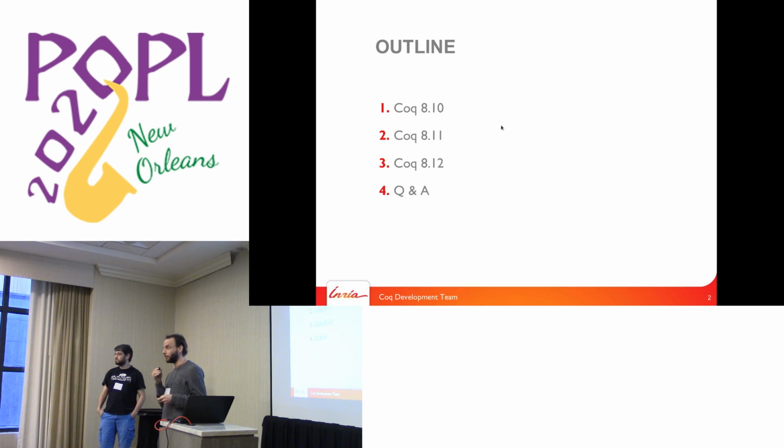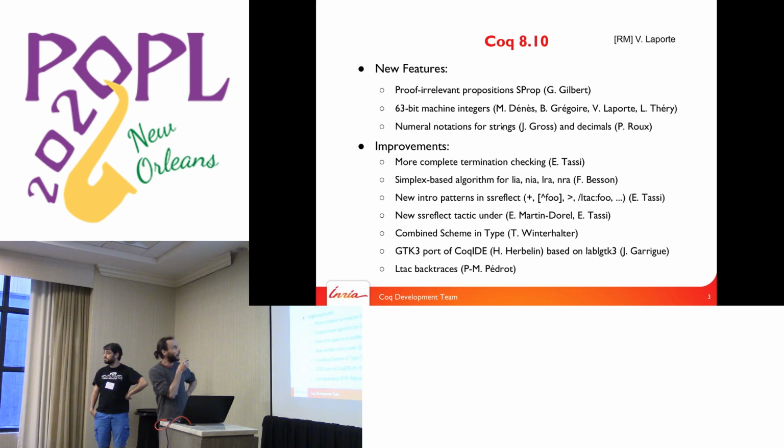It's going to be very simple. We're going to talk about what happened in 8.10, what is going to be released by Monday in 8.11, and then Maxime is going to talk about 8.12. So, 8.10 was released over the summer, just after the summer, I think.